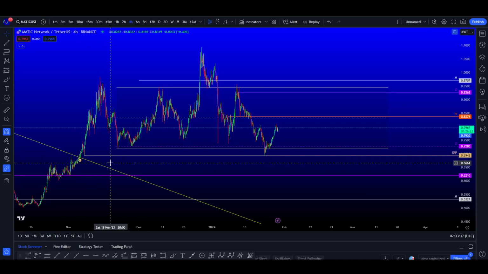Today we will analyze MATIC on the Binance chart, USDT. I did go over this project a few days ago in the Telegram.